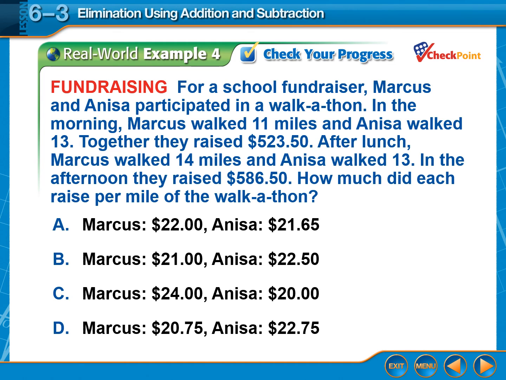So you're going to want to identify both variables that you're looking for and then solve the system based on the two situations that they give you.